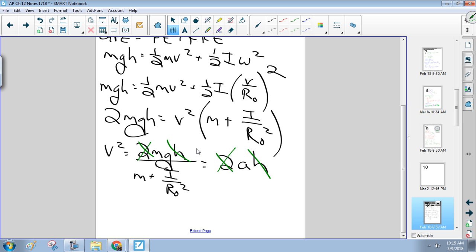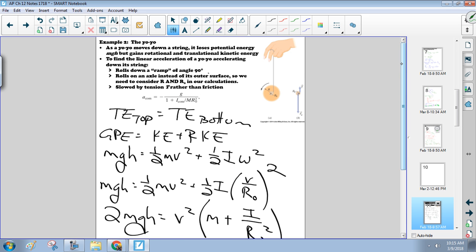We're not supposed to have that m on the top. We've got mg over some mess. So if you divide the top and the bottom by m, then it gives you exactly this. Cool?